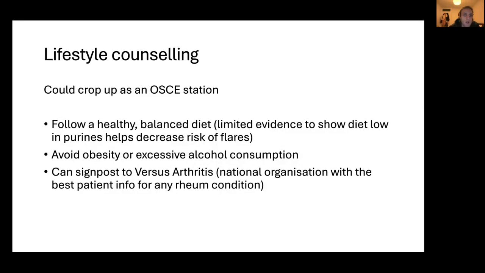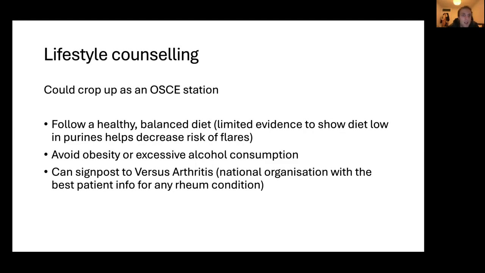So moving on to lifestyle counselling, which could come up as an OSCE station in relation to gout. So we would advise all patients, and these are the basic points I'd recommend you stick to, to have a healthy, balanced diet. NICE say there's actually limited evidence to show that decreasing your foods rich in purines can actually help decrease the risk of flares. There's not enough strong, randomized controlled trials to back that as a clinical practice. But we would also advise that patients avoid obesity and excessive alcohol consumption. Obviously, we'd advise this to anyone with regards to their health.